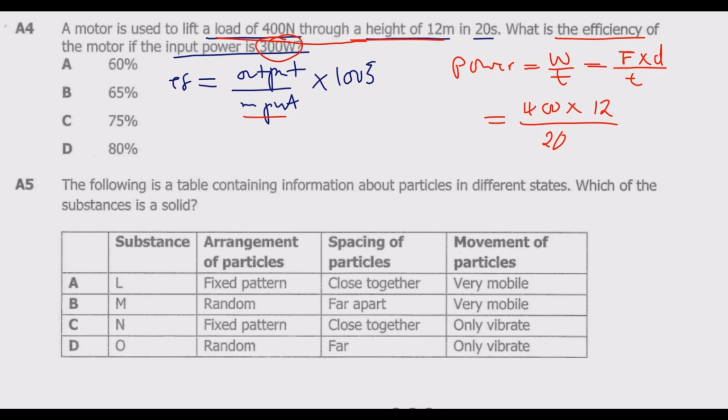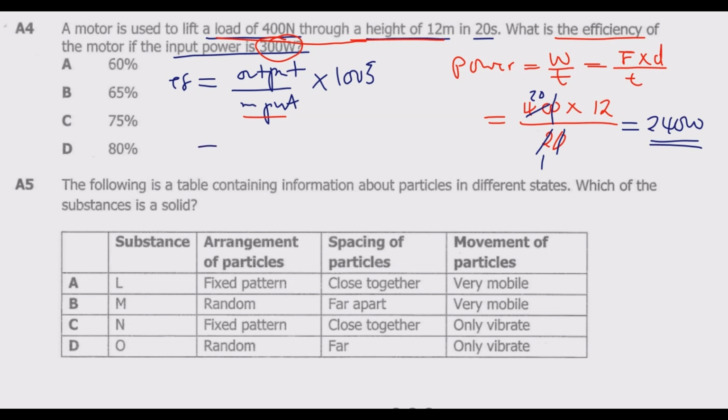Then at this point, we know that this 0 and 0 can cancel. Then 2 into 2 is 1. Then 2 into 40 is 20. Then 20 multiplied by 12, we are getting 240 watts. So we know the output power.